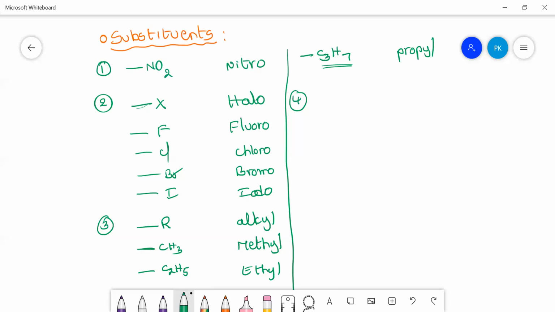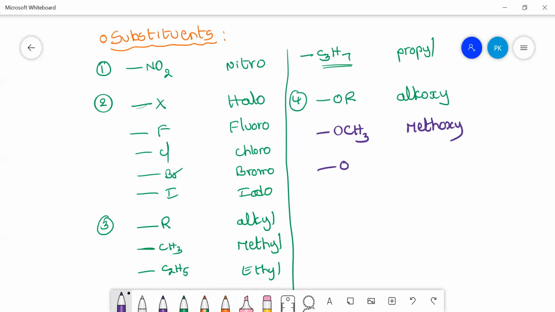Okay, next, the fourth one: if we find OR, it is called alkoxy. So what is alkoxy? Like a methyl group, but here the bonding won't be directly with the carbon. Instead, there will be an oxygen. So OCH3 is methoxy. OC2H5 is ethoxy. Similarly, here I forgot to say C6H5. C6H6 is benzene. C6H5 is said to be phenyl, called benzyl in the lecture. Okay, clear, students?